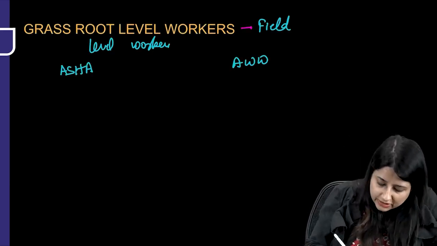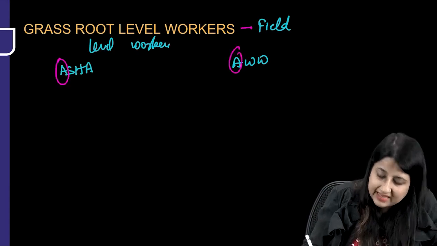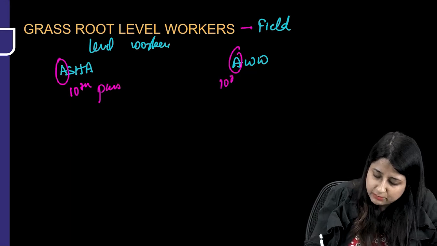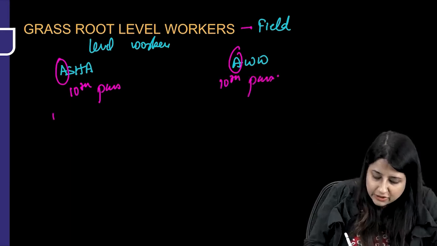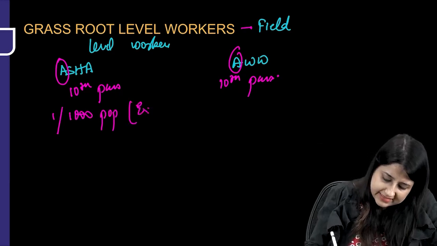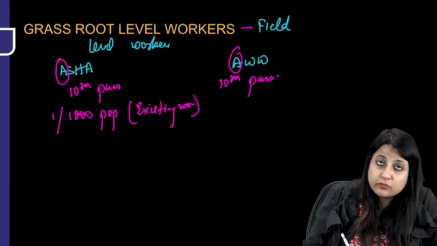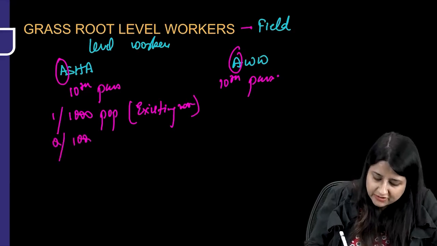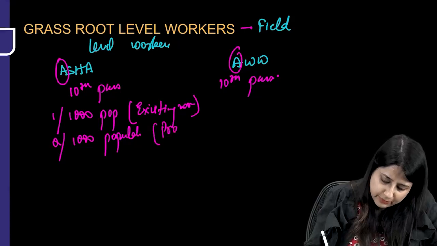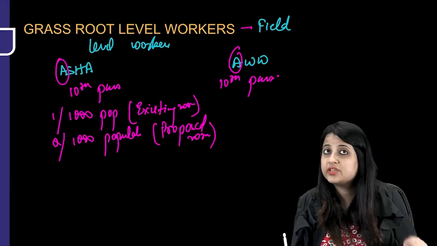So ASHA, I'll tell you some other points also about ASHA. See, both begin with an A. So both have to be 10th pass. Please don't say 8th pass. Both are 10th pass. ASHA is present 1 per 1,000 population still. This is the existing norm. But what is the proposed norm for ASHA? 2 per 1,000 population. This is the proposed norm. Existing norm is 1 per 1000. Proposed is 2 per 1000.